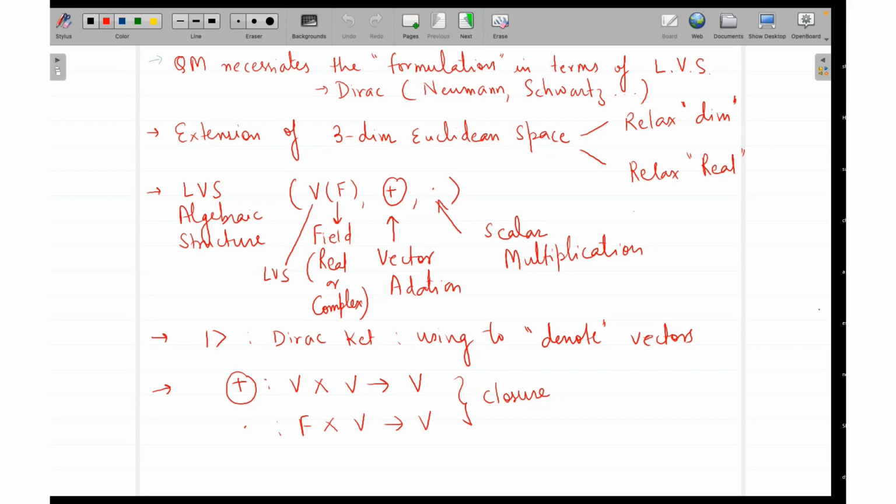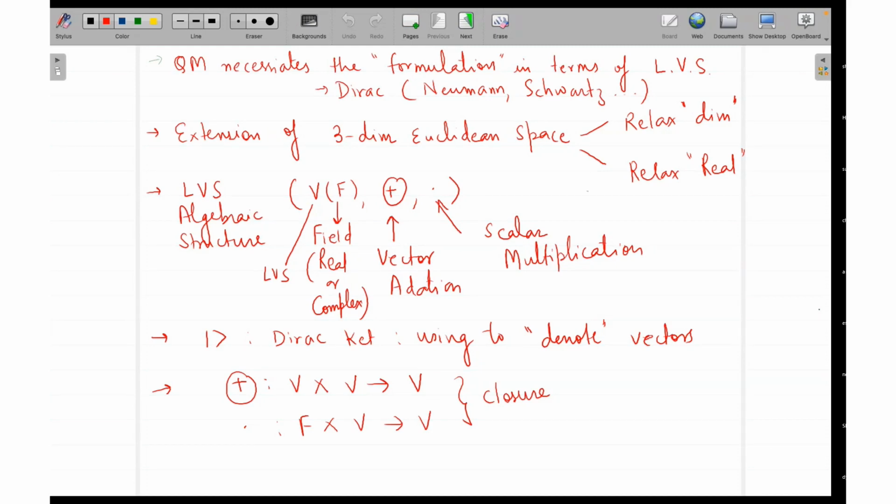Anyway, what can we think about this linear vector space? This linear vector space, in one sense, is the extension of three-dimensional Euclidean space, the vectors which we write. And we are relaxing the dimensions, so no longer talking about 3 dimensions, and relaxing the word real. As we know, this three-dimensional vector space is a real vector space. And how did I define it? Since it's a new algebraic structure, we'll have to give some structure to it.